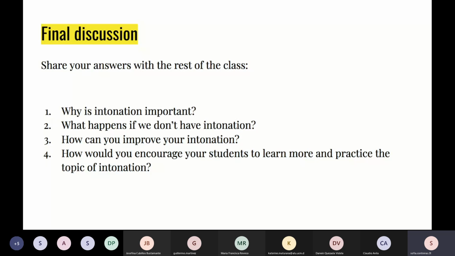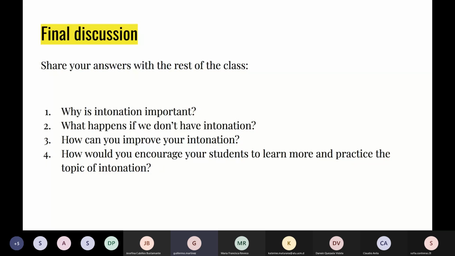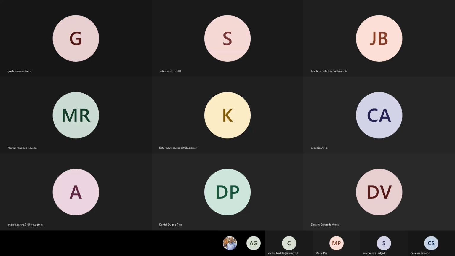So, anybody else who would like to share a comment? Maybe I don't know how to say it in English. Haciendo mímica of different actors making different scenes from different movies or series. Yes, that's also an excellent idea.